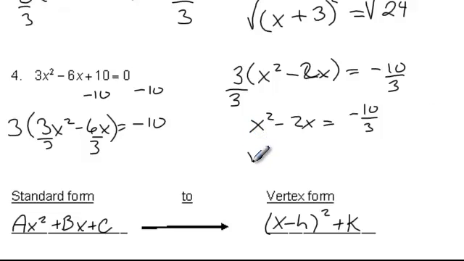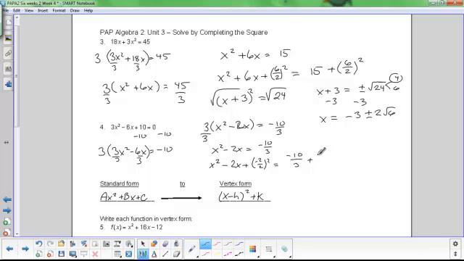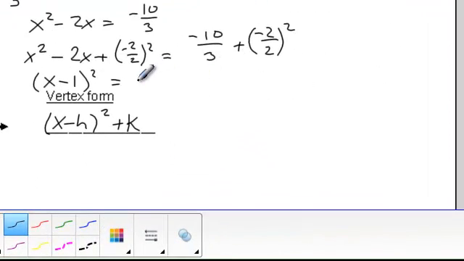Going to add b over 2 squared to both sides, plus 2 over 2 squared equals negative 10 over 3 plus negative 2 over 2 squared. Going to complete the square or create my perfect square trinomial. That's going to be x minus 1 quantity squared equals negative 10 over 3 plus 1, which is negative 7 over 3.